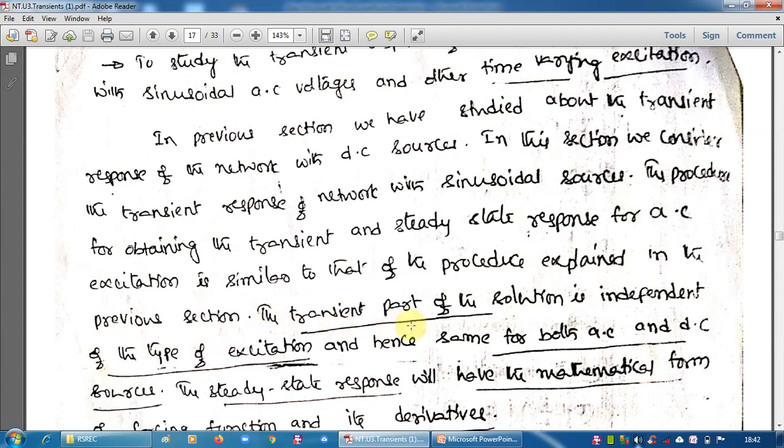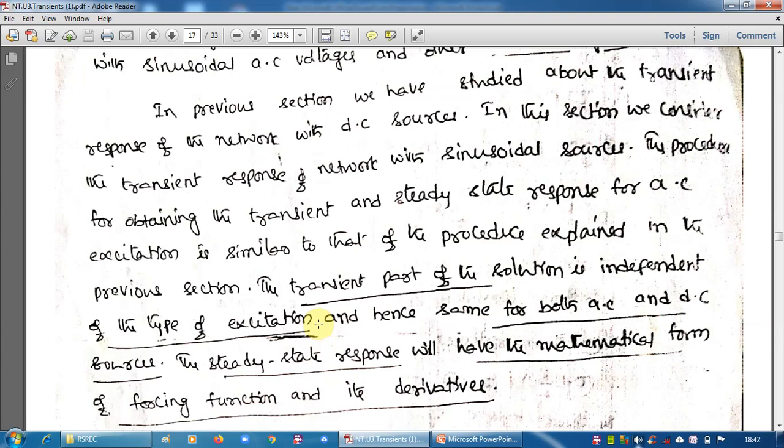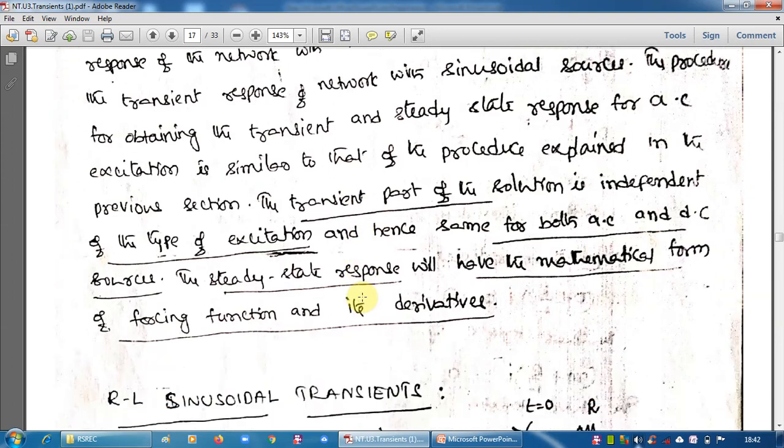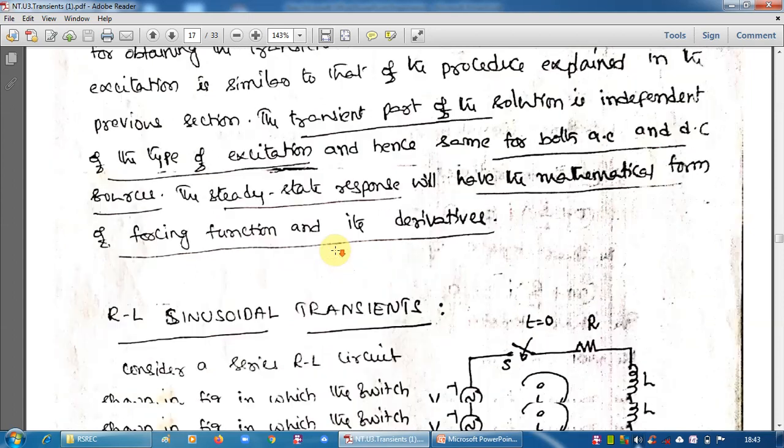In that, the procedure contains determination of the transient response and steady state response, the complete solution. The transient part is anyhow independent of the type of excitation. That is the reason why this is also called source free response. So it is independent of excitation, whether it is DC or AC. There is no difference in transient part calculation. In fact, there is no need to once again calculate the transient part of the solution. Only the steady state part of the solution is to be determined. That is also mathematically slightly different. So in that way the procedure is same whether it is AC or DC.